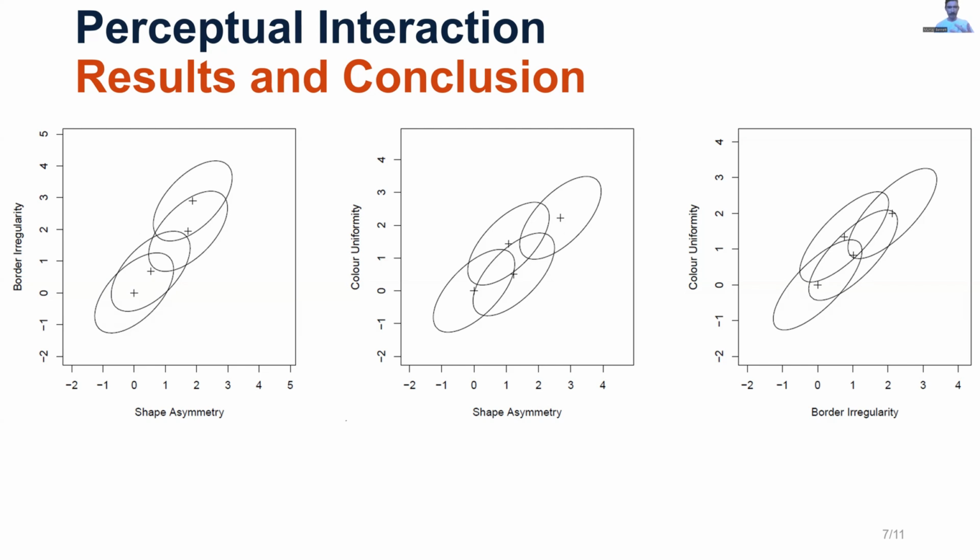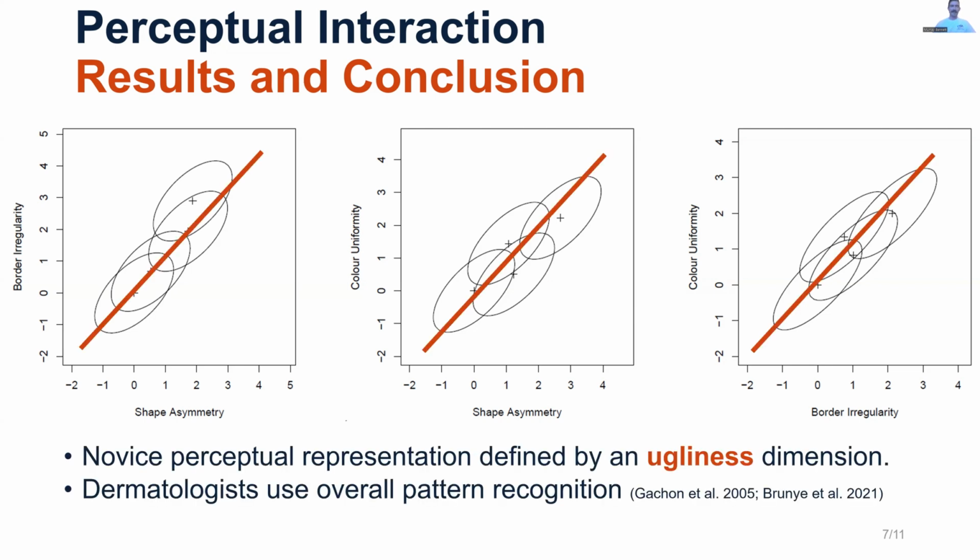So in more practical terms, using this left figure as an example, this output indicates that we might judge a lesion as being more asymmetrical when border irregularity is also high, and vice versa. And that pattern is present for each of those perceptual dimensions. In fact, if we were to draw a line along the diagonal, it appears that rather than having multiple distinct dimensions, representations of these features essentially collapse along a single dimension here, what we're calling an overall ugliness dimension.